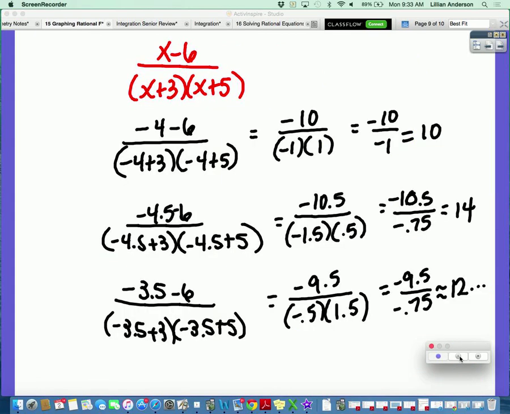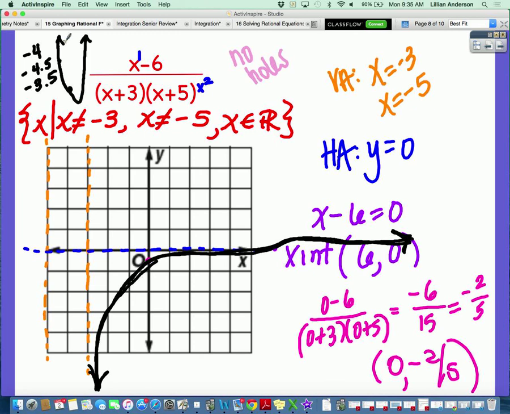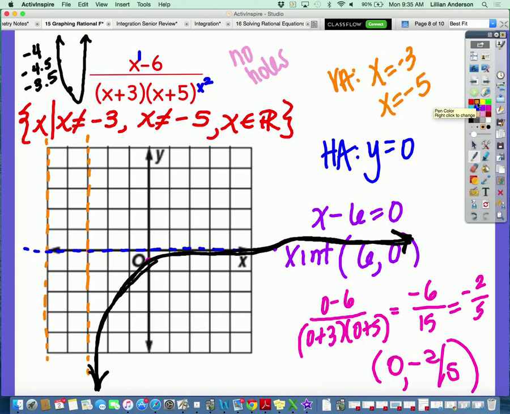So when you plug these in, you got these numbers. When you plug in -4, you got 10. When you plugged in -4.5, you got 14. And when you plugged in -3.5, you got 12. So when you plot those, what ends up happening is on this side, you're going to have kind of a funky looking parabola that crosses through those points and curves back up, bounded in between those vertical asymptotes. If I were to extend these, you would see that again it would get very close to those vertical asymptotes but not cross or touch.